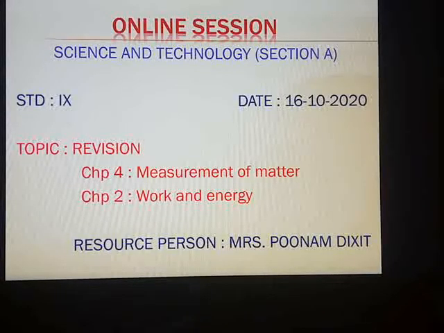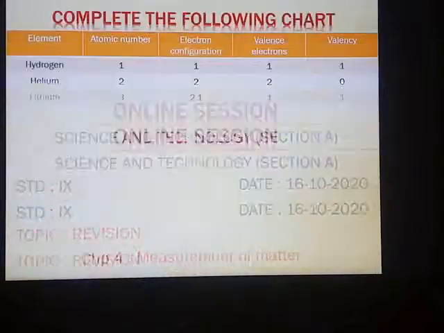In our yesterday's session, we had completed the revision for chapter number 3 and half of chapter number 4. We have completed up to the concept of valency and we have seen how sodium chloride is formed. So today first we will complete the revision for chapter number 4 and then we will start with chapter number 2. So let's begin.